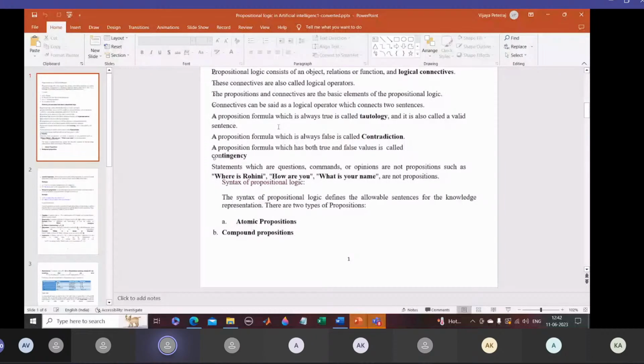Okay. A tautology means always true, a contradiction means always false. And then what is a contingency? Either true or false. அதுதான் நம்ம என்ன சொல்றோம்னா contingency.